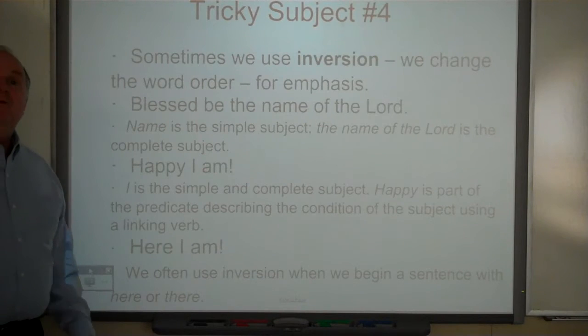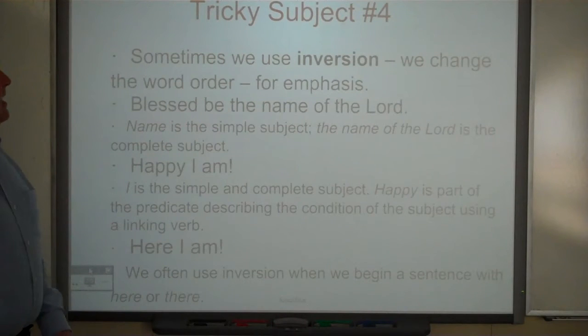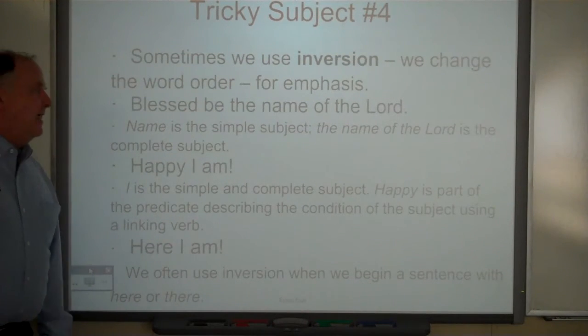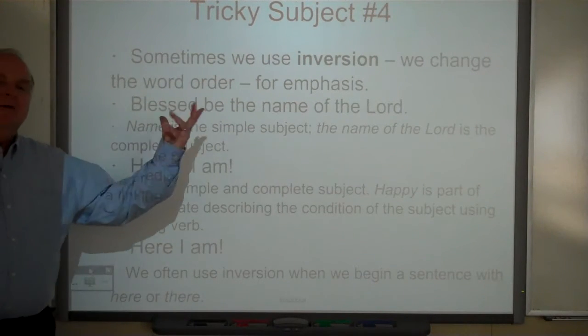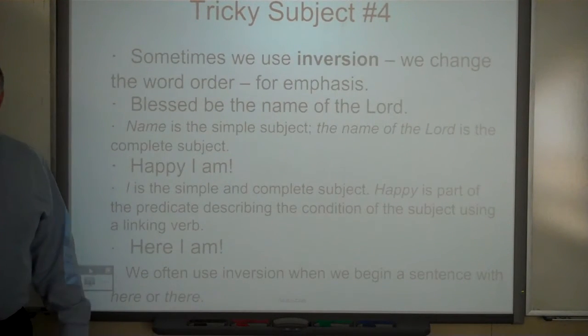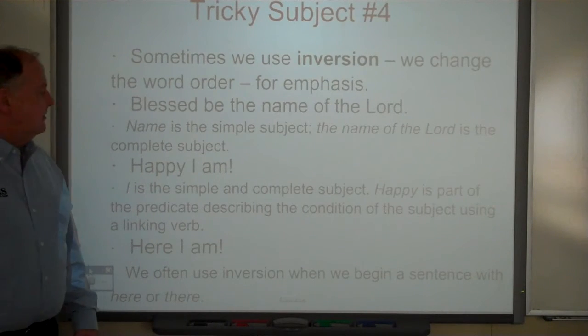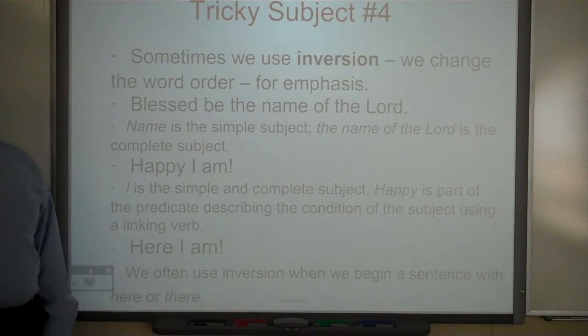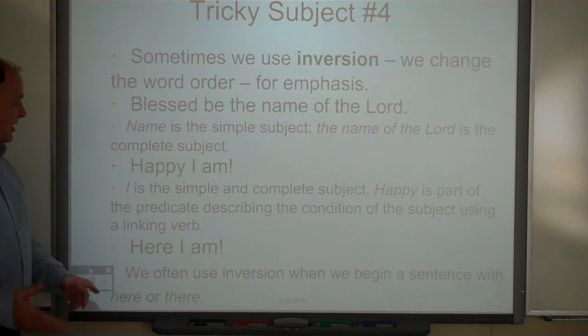Okay, sometimes we use inversion. We just change the word order for emphasis. Blessed be the name of the Lord. Name is the simple subject. The name of the Lord is the complete subject. But we change the word order for emphasis. Happy I am. Okay, there's a song, I think by the Beatles, called Happy I Am. I is the simple and complete subject. Happy is part of the predicate describing the condition of the subject using a linking verb. Okay, sometimes again for emphasis, or maybe for the rhythm in a song or something like that, we'll change the word order. But I is the subject.